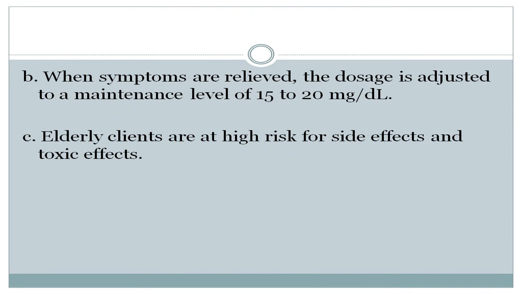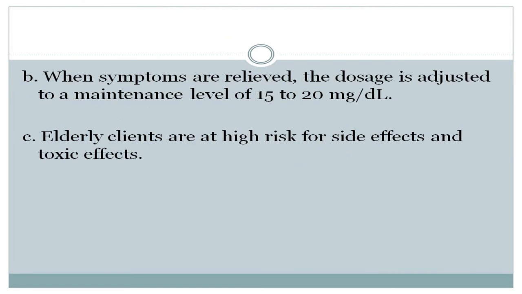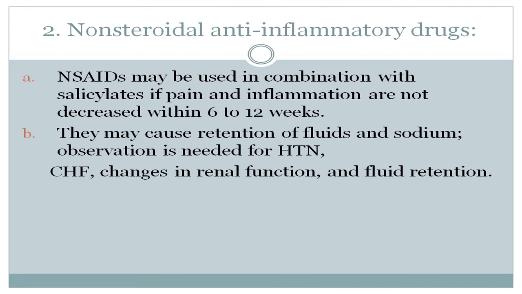When symptoms are relieved, the dosage is adjusted to a level of 15 to 20 milligrams per day. And so I think this was talking about the other drug. With our elderly clients, they are at a high risk for side effects and for toxic effects. So again, what do we monitor for with our salicylates? We monitor for bleeding. We've also got to make sure that we're monitoring the person's renal function and that the person's liver function tests are within normal range as well.